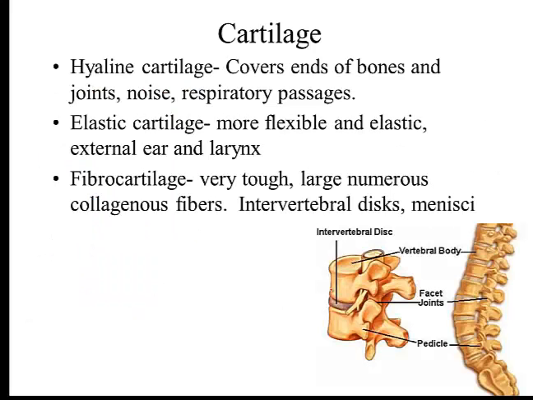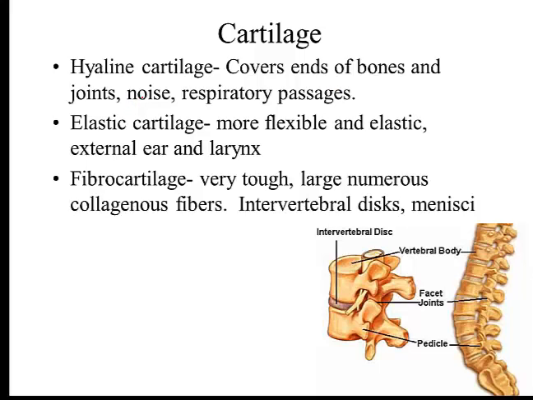All right, cartilage is another type of connective tissue. A lot of people think of it as soft bone. It's part of the bone system, but it's not actually bone. There are different kinds of cartilage. There's hyaline cartilage, which covers the ends of the bones, so it's also called articular cartilage.